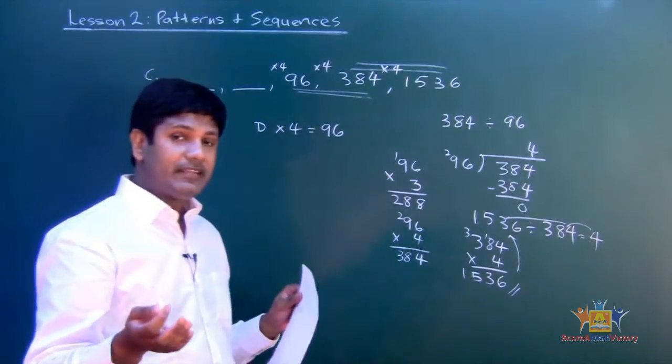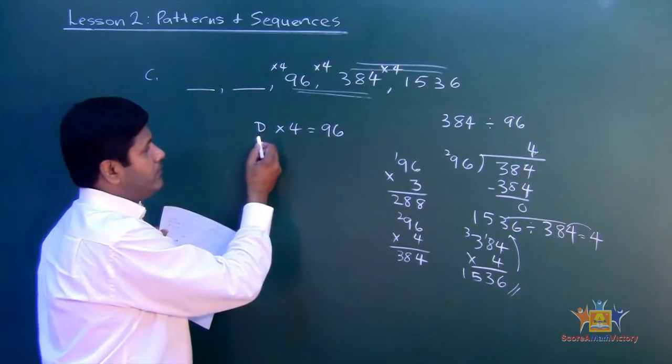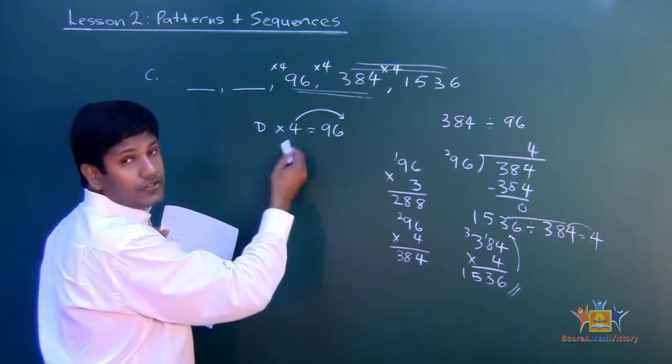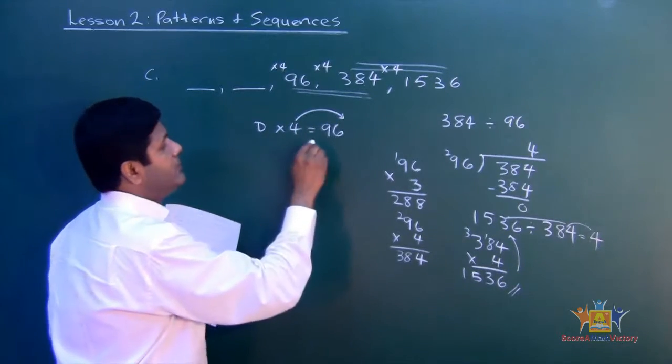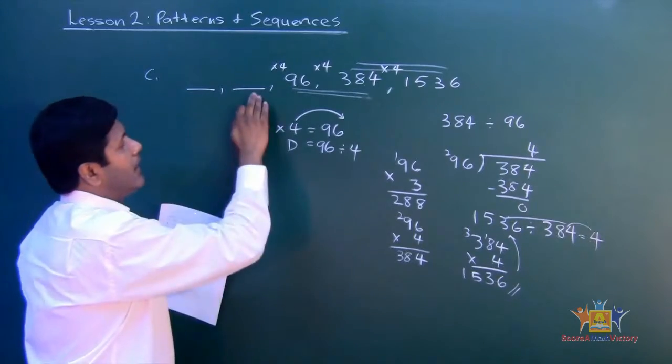Remember from the previous lesson, Mr. Mac's first law? You're looking for D, which is unknown. So I'm going to bring that 4 across the bridge. Multiplication across the bridge will become what? Division. So 96 divided by 4 will tell me D, the unknown.